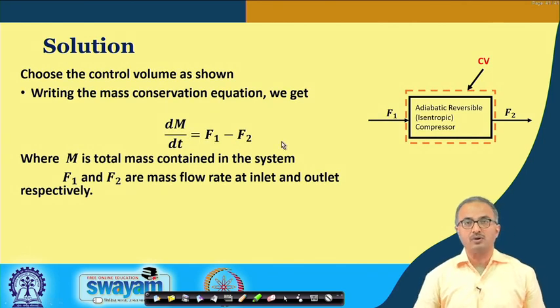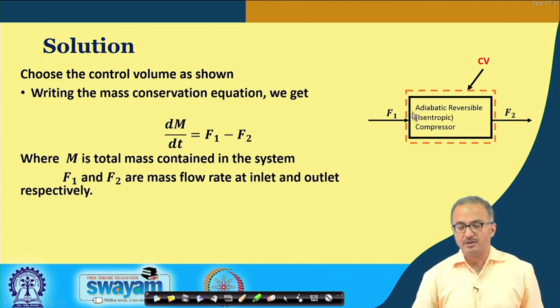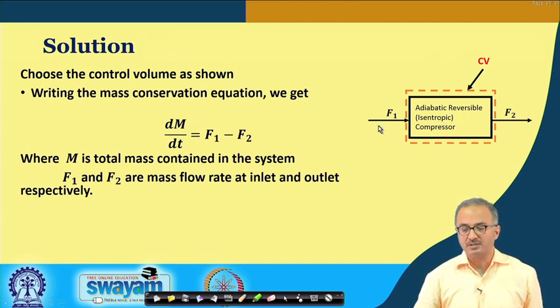Now, let us go to our problem. Here we see that by this particular block we represent the adiabatic reversible compressor. Adiabatic reversible, perhaps you know, is called isentropic. So, in this compressor we choose the whole compressor as a control volume in which the feed goes in from one side and comes out from the other.